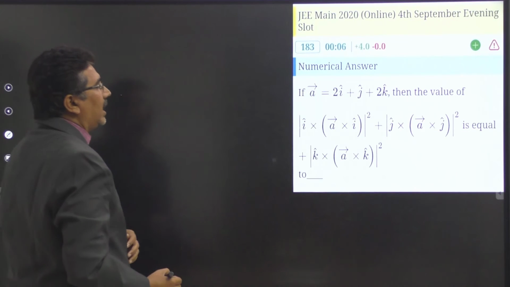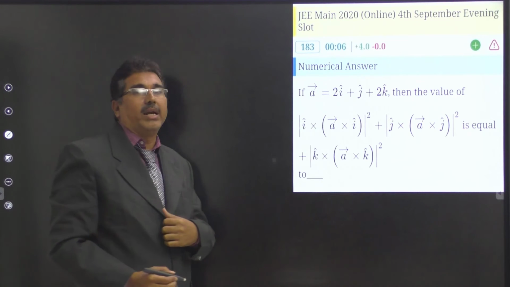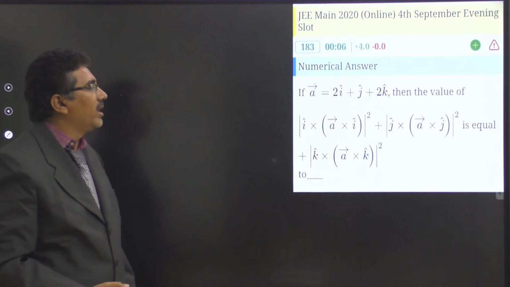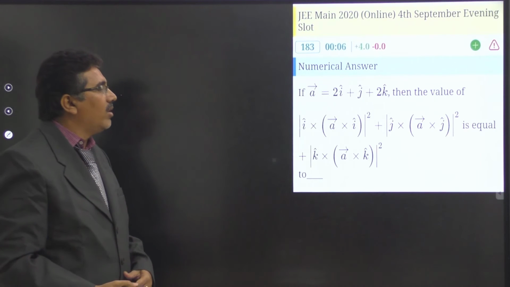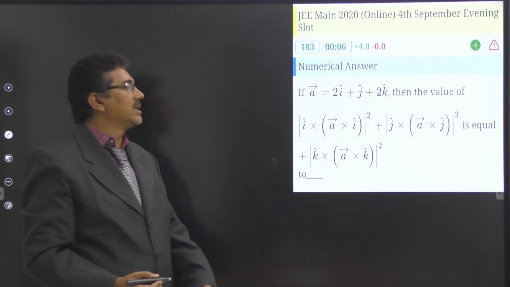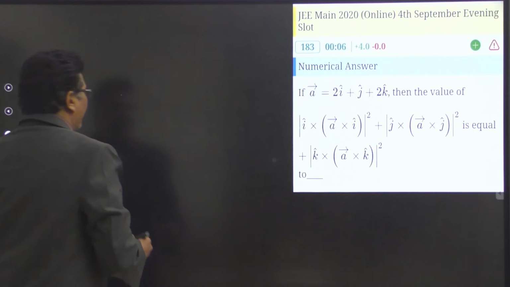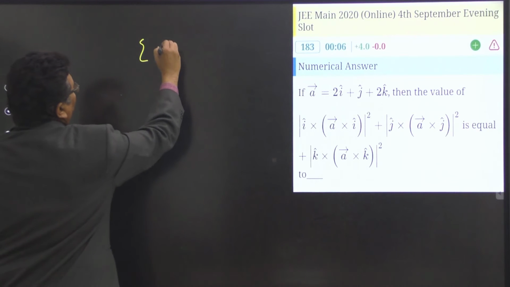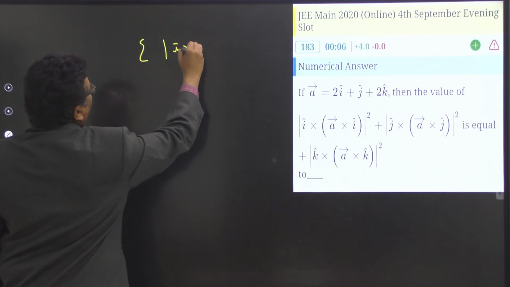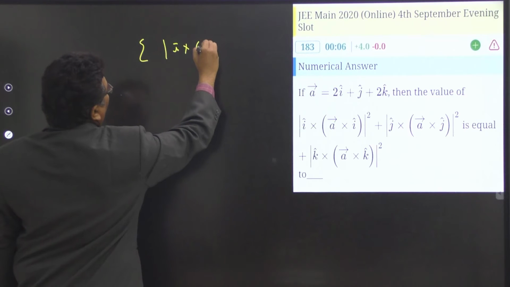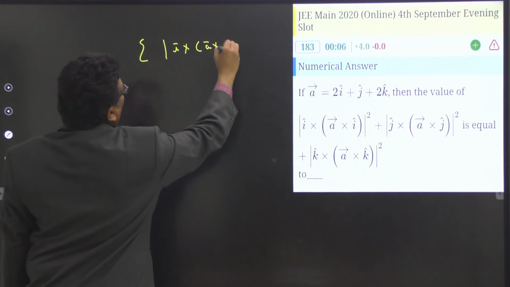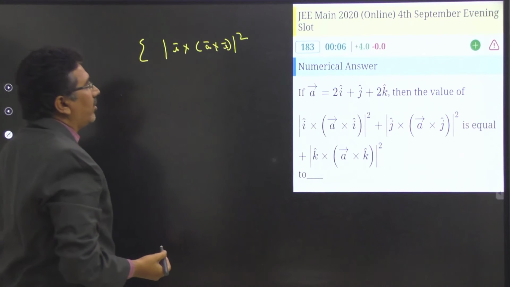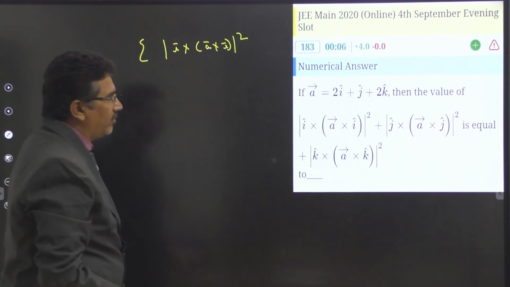Now let us see the next one. Given vector A bar, find the value of the sum of the modulus of I bar cross (A bar cross I bar) whole square. Right, we want to calculate this value.